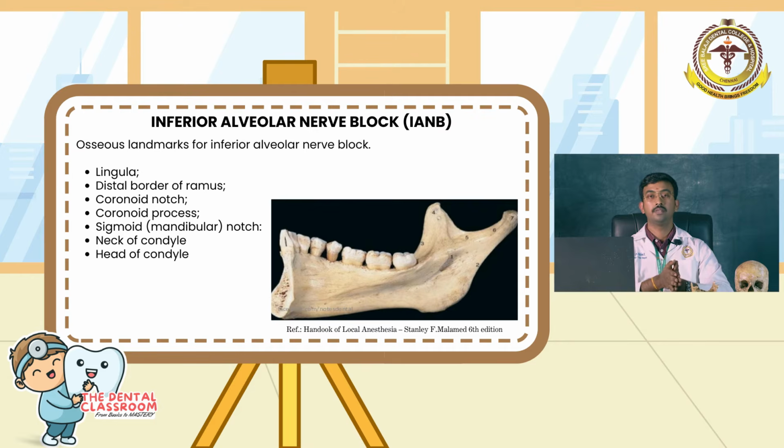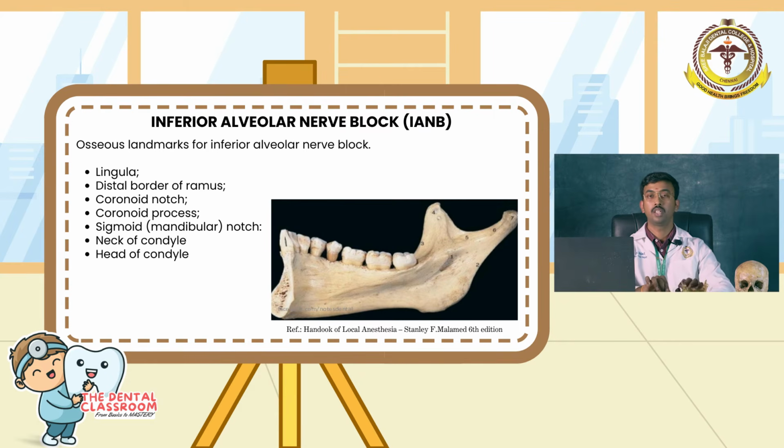So, the target area for this inferior alveolar nerve block is the inferior alveolar nerve as it enters the mandibular foramen. So, here the medial part of the ramus where the mandibular foramen is located is our target area.